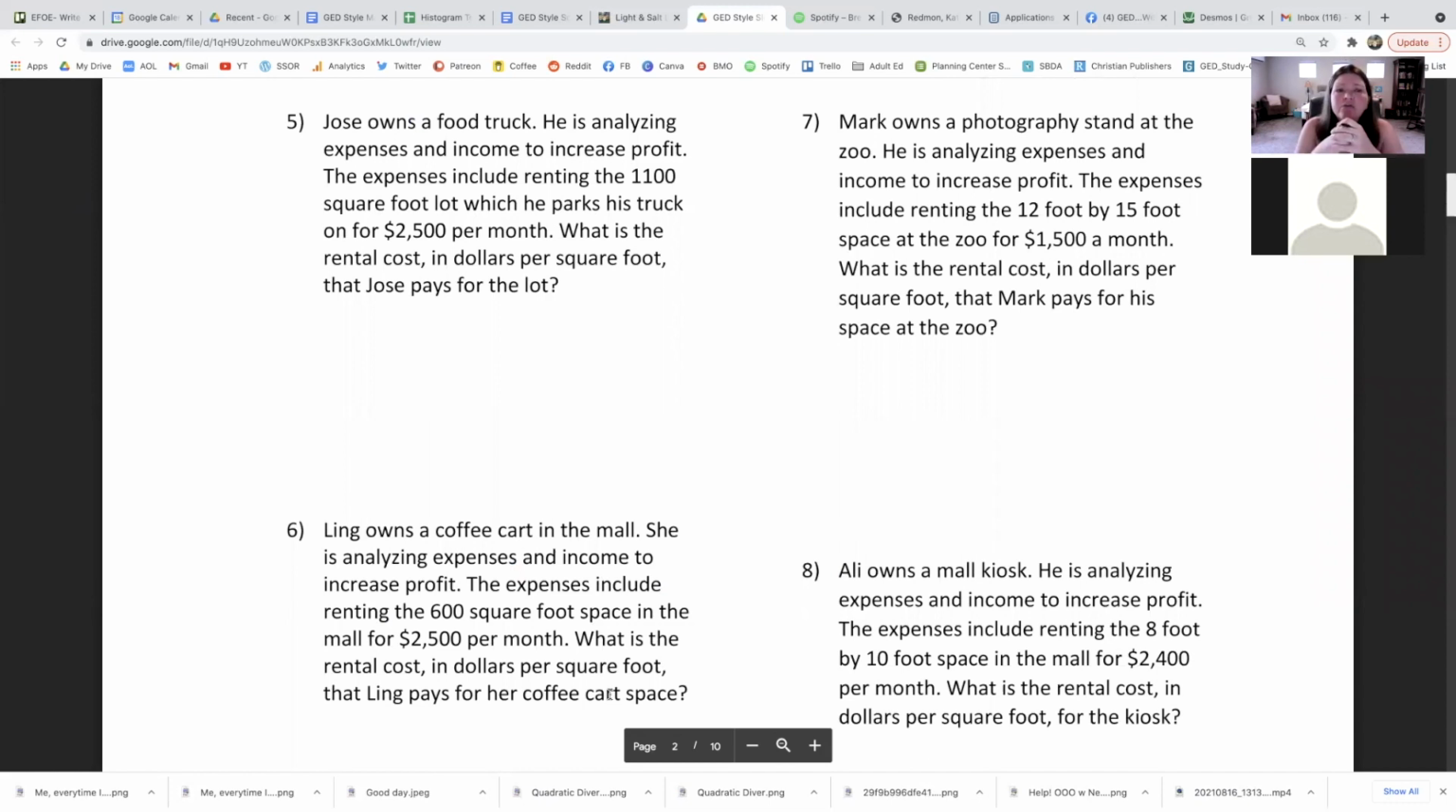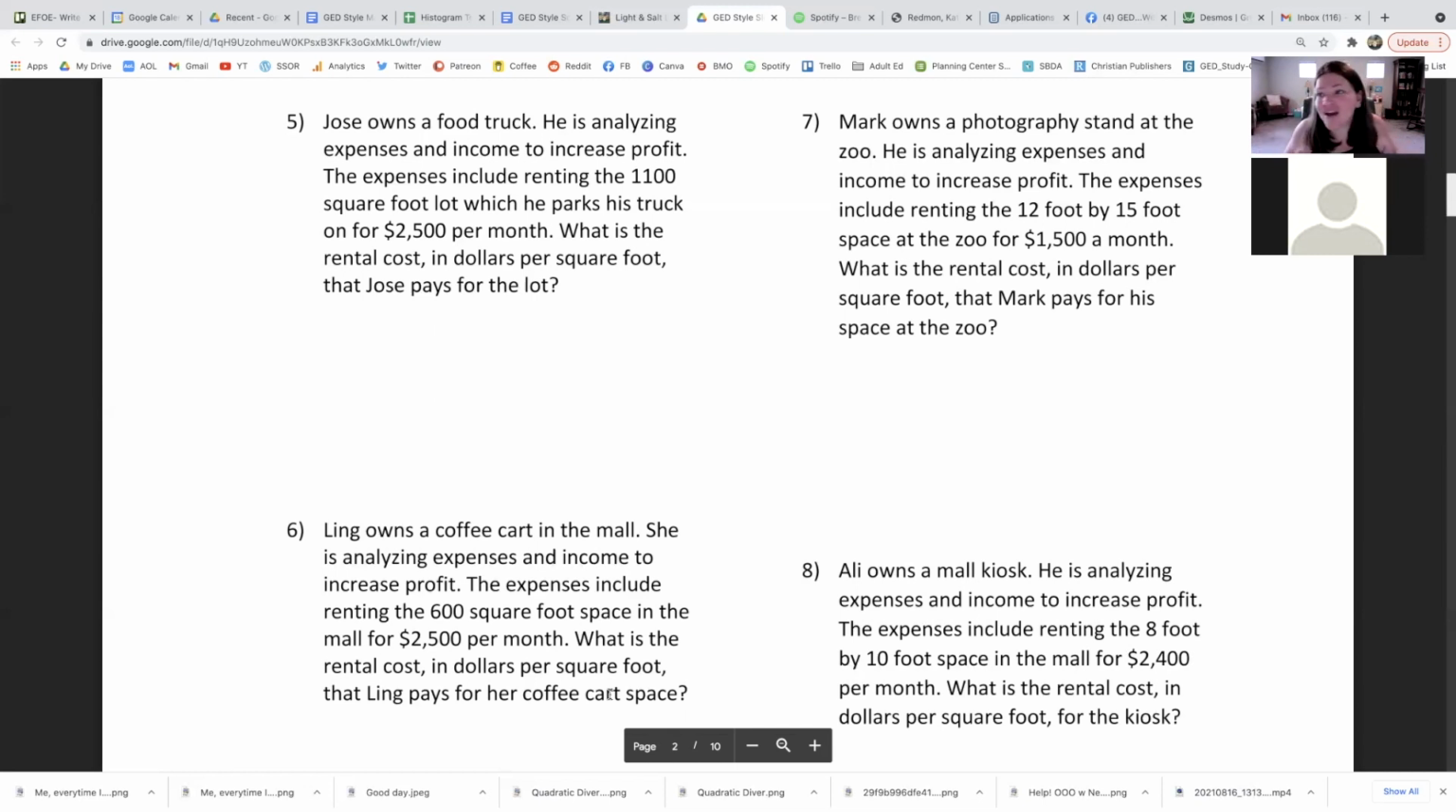It says Jose owns a food truck. He is analyzing expenses and income to increase profit. The expenses include renting the 1,100 square foot lot, which he parks his truck on, for $2,500 per month. What is the rental cost in dollars per square foot that Jose pays for the lot? Once again, I'm super excited, guys, because hone in on that question with me. Look at that question. It says, what is the rental cost in dollars per square foot?